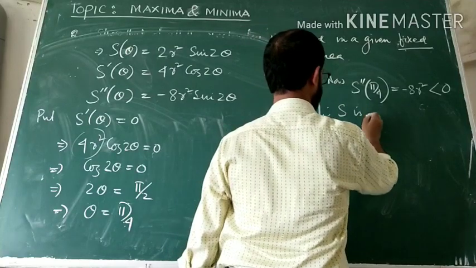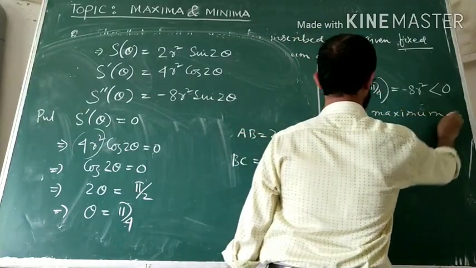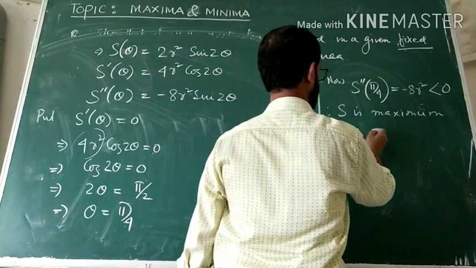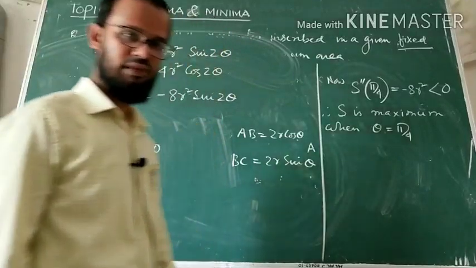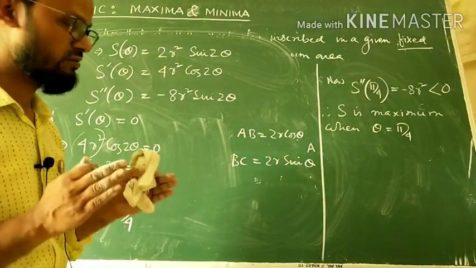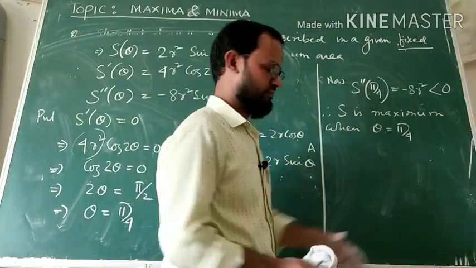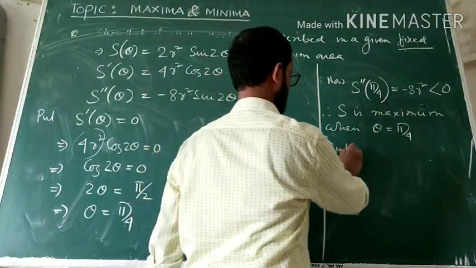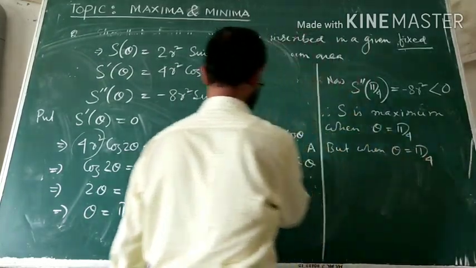Therefore S, the area, is maximum when theta equal to pi by 4. That means when is the area maximum? Theta equal to pi by 4. When is the area of the rectangle maximum? When theta equal to pi by 4. But when theta equal to pi by 4, what is the side of the rectangle?